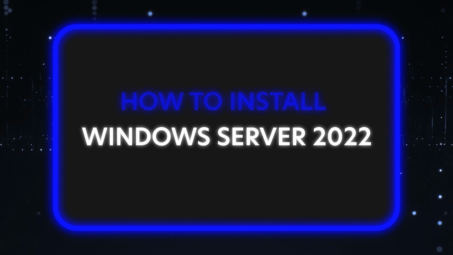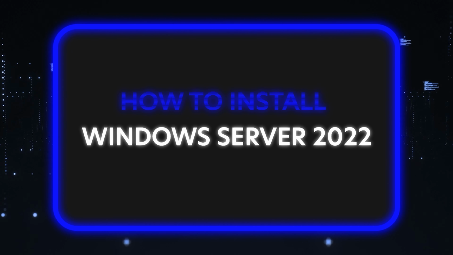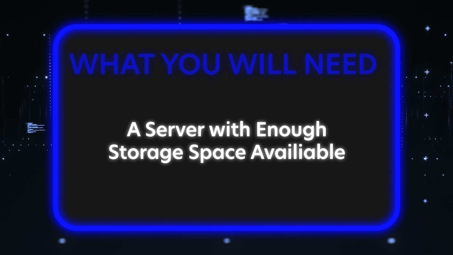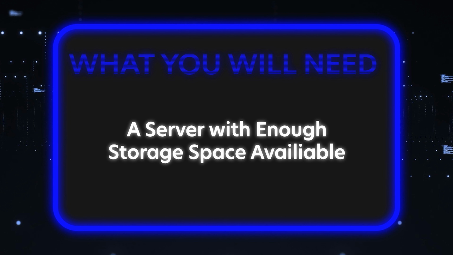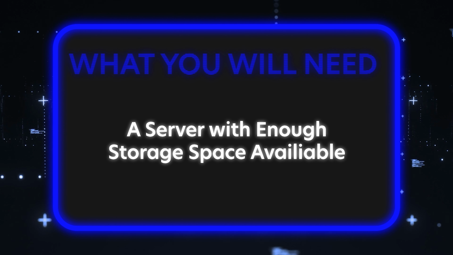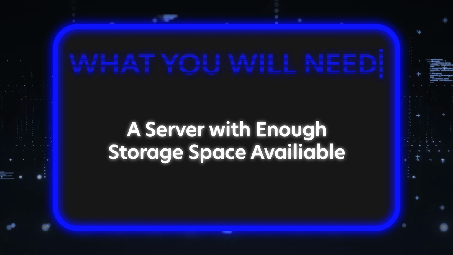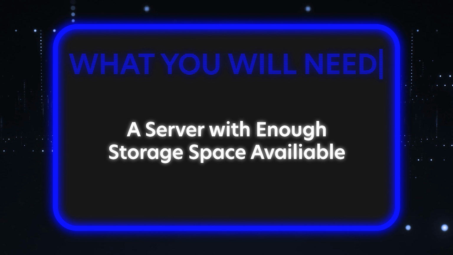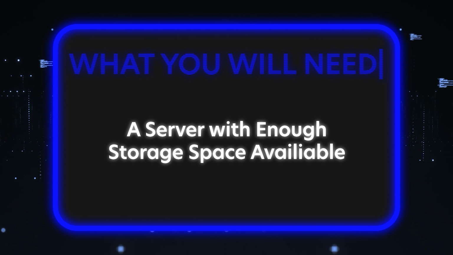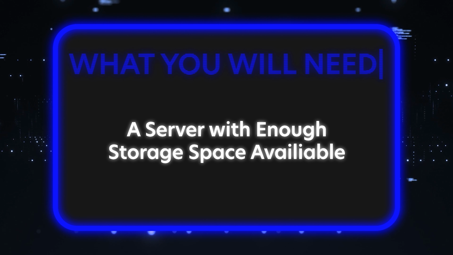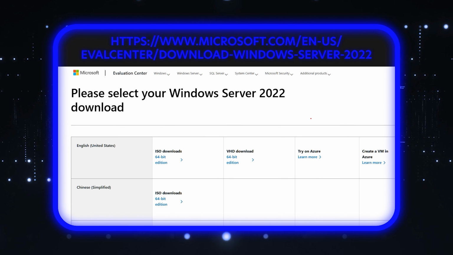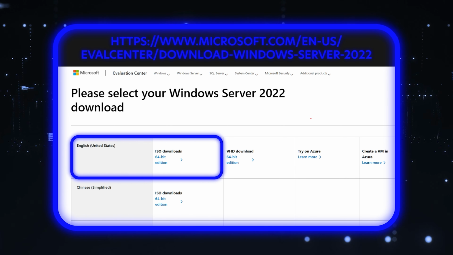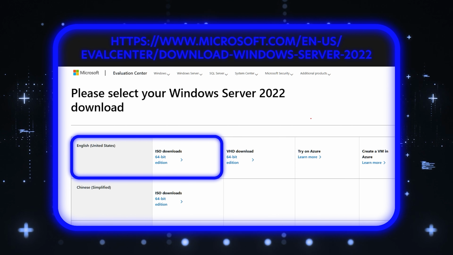Now we're going to show you how to install Windows Server 2022 locally onto your server. All you're going to need is a server with enough storage space available for the installation. You can do this with an external USB drive, with an M.2 SSD plugged in through an adapter, or a SAS or SATA drive plugged into the backplane. You can do this a number of different ways. This process does not require an active network connection on the server. First thing you're going to do is go to the Microsoft link listed here, and we're going to download the English 64-bit edition ISO file.